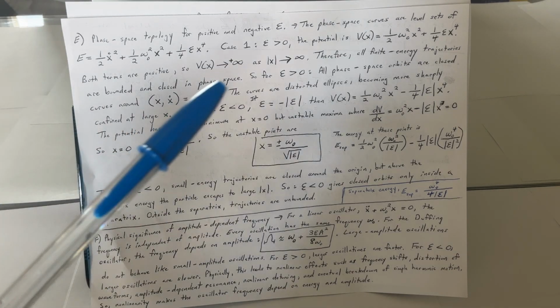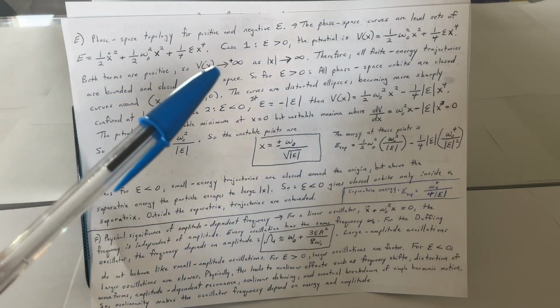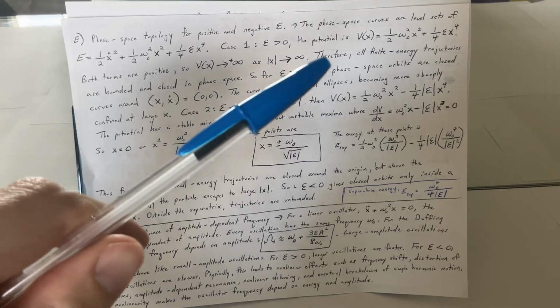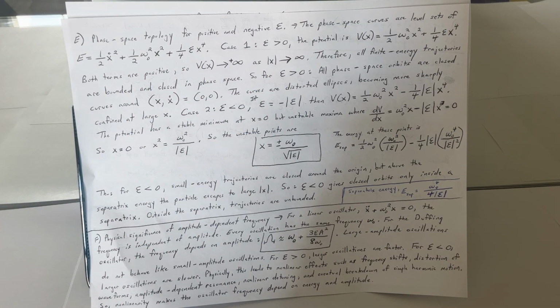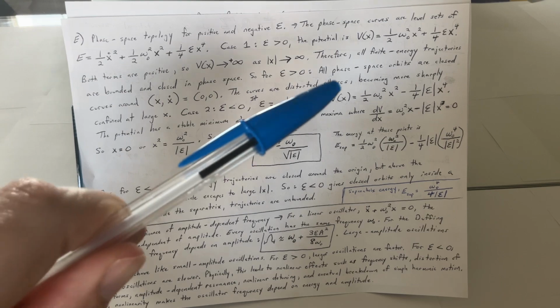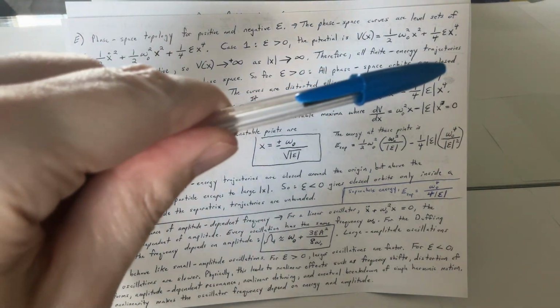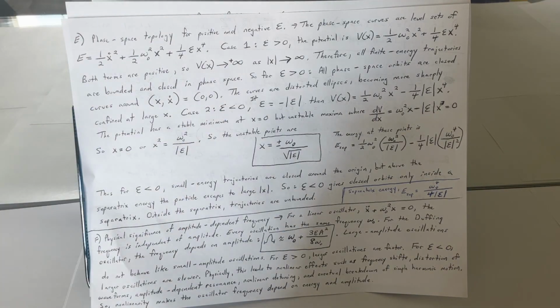Both terms are positive, so V of x approaches positive infinity as the absolute value of x approaches infinity. Therefore, all finite energy trajectories are bounded and closed in phase space. So for epsilon greater than 0, all phase space orbits are closed curves around x, x dot equals 0, 0. The curves are distorted ellipses becoming more sharply confined at large x. So that's case 1. Moving along now to case 2.